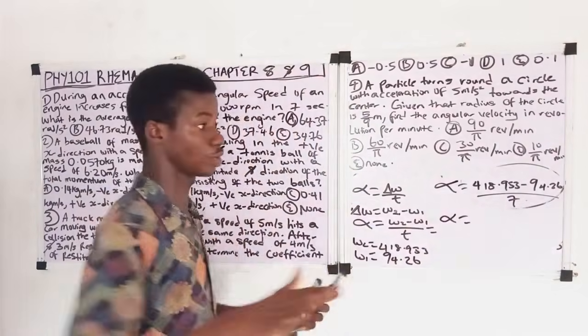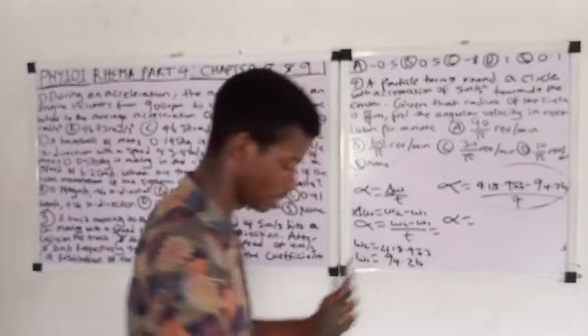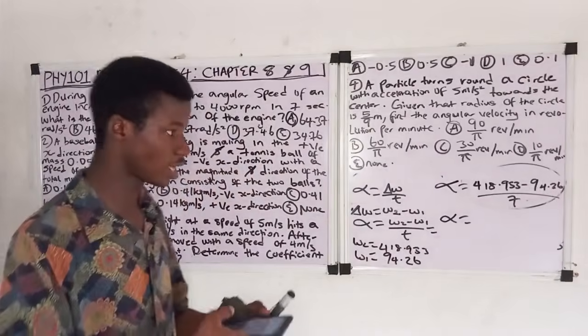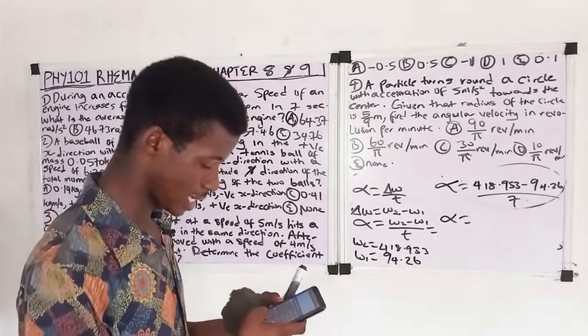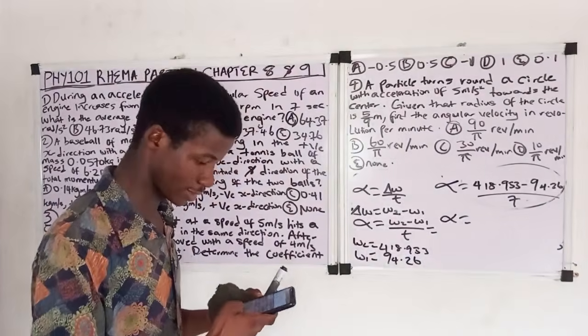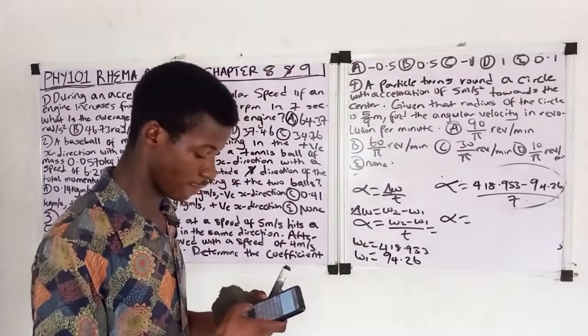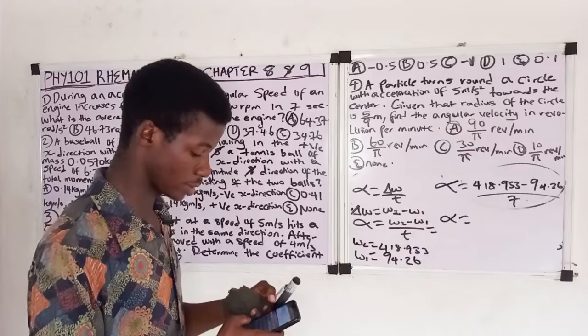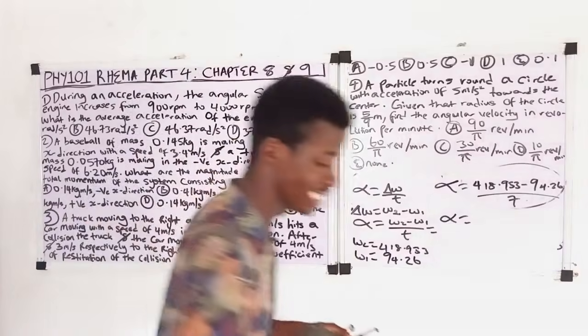Now I want to just use the calculator to do it straight. Okay, so let's do it. Let me be fast. So 418.933 minus 94.26 divided by 7. So my answer is 46.38.